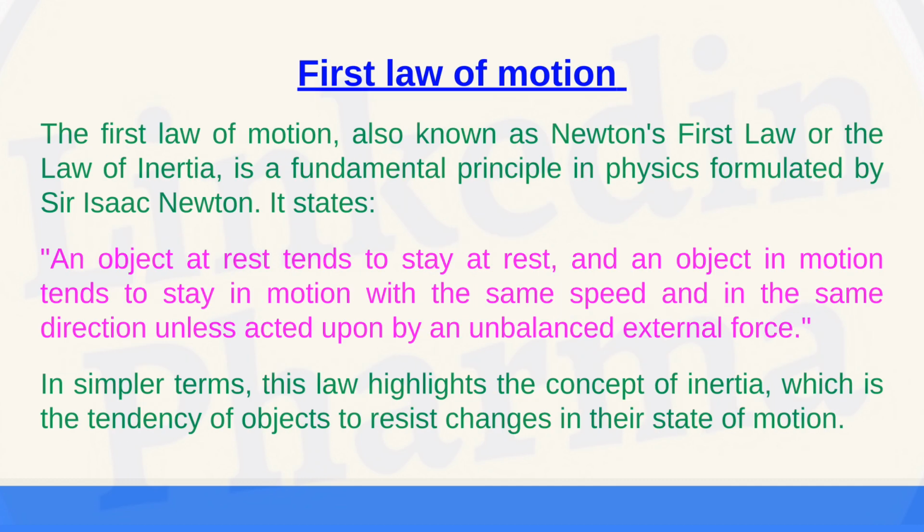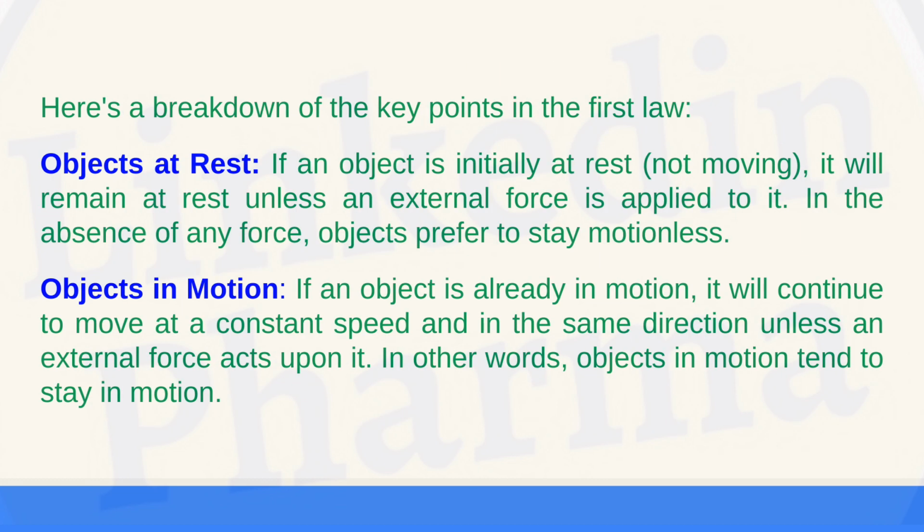First law of motion. The first law of motion, also known as Newton's first law or the law of inertia, is a fundamental principle in physics formulated by Sir Isaac Newton. It states, an object at rest tends to stay at rest, and an object in motion tends to stay in motion with the same speed and in the same direction unless acted upon by an unbalanced external force. In simpler terms, this law highlights the concept of inertia, which is the tendency of objects to resist changes in their state of motion. Here's a breakdown of the key points in the first law.